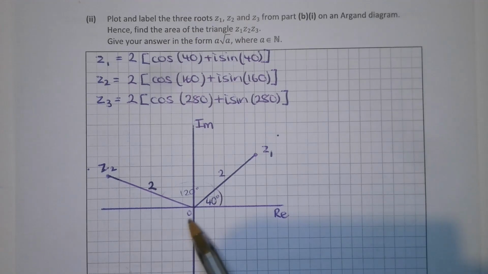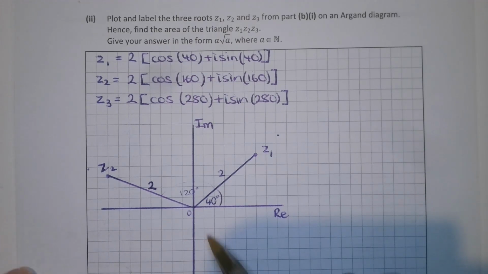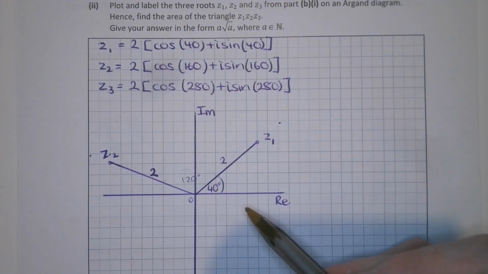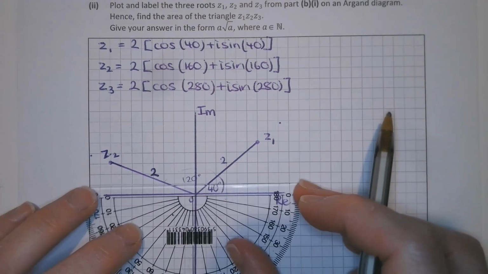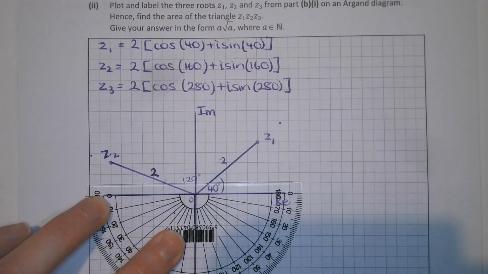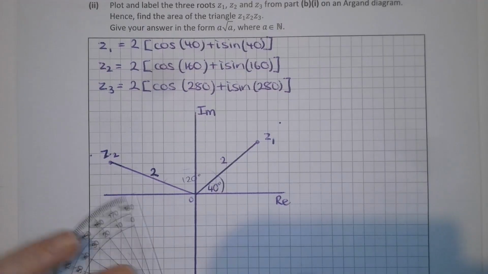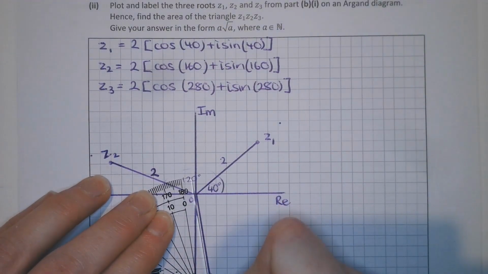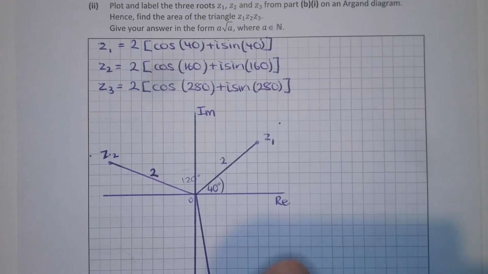Easiest way for us to get an idea of where that's going to be, it's going to be somewhere down here in this quadrant. 280 would be taking away 80 degrees from 360, so we could just measure an angle of 80 degrees coming back this way, somewhere in line with here. And again, the modulus must be the same, so the length of my line should be about the same. So that's where my Z3 is.